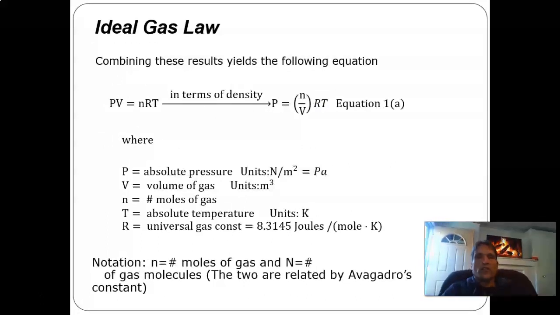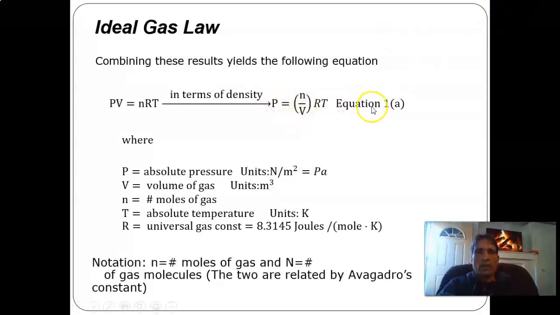So to use this law, you have to remember to put the variables in SI units. So that means pressure has to be in pascals, volume has to be in meters cubed, little n is the number of moles, and T has to be in Kelvin, not Celsius or Fahrenheit. This R here has units of joules per mole per Kelvin.